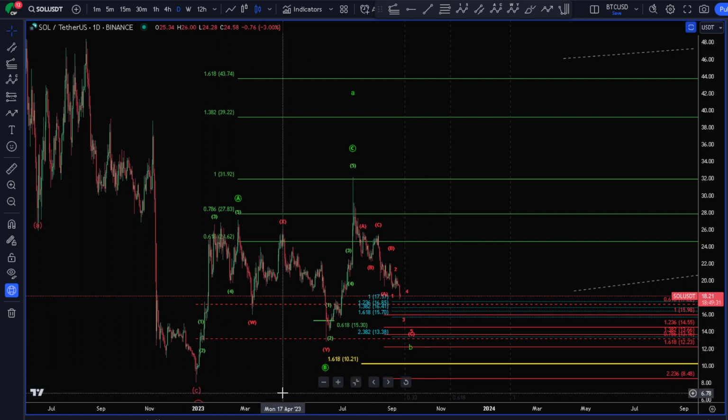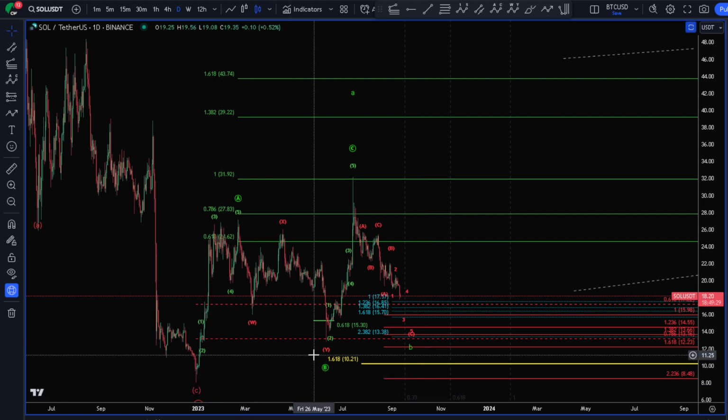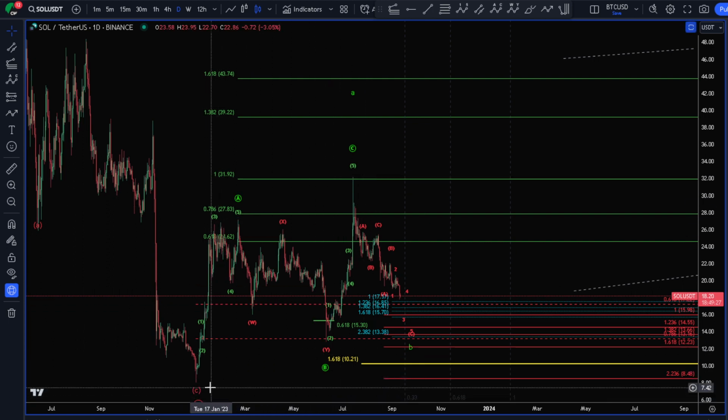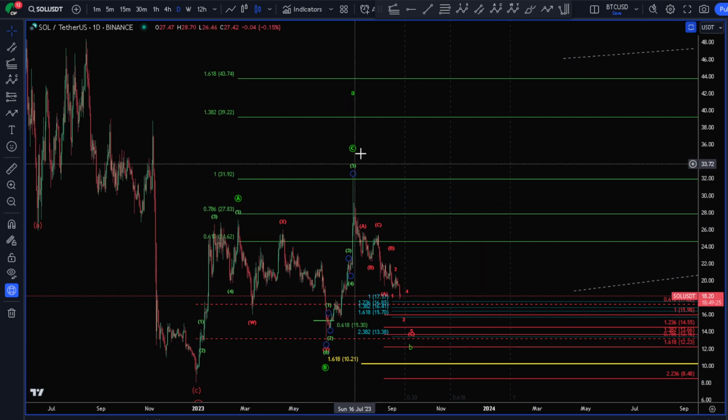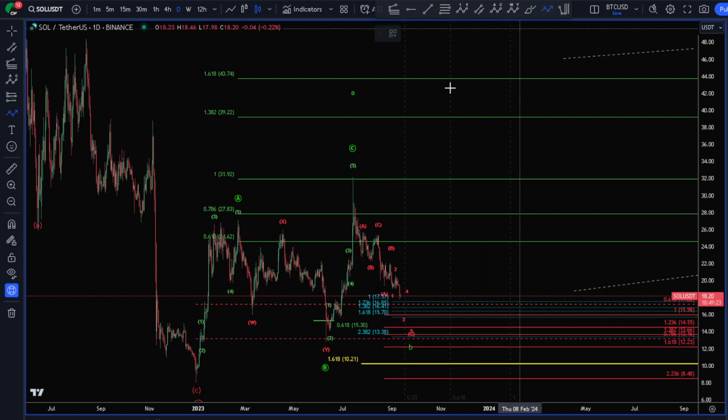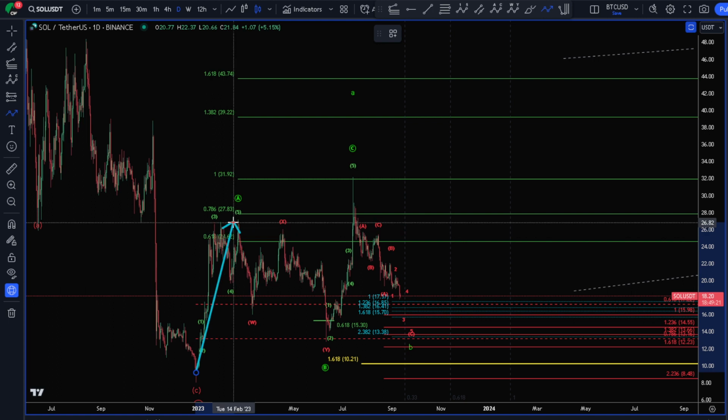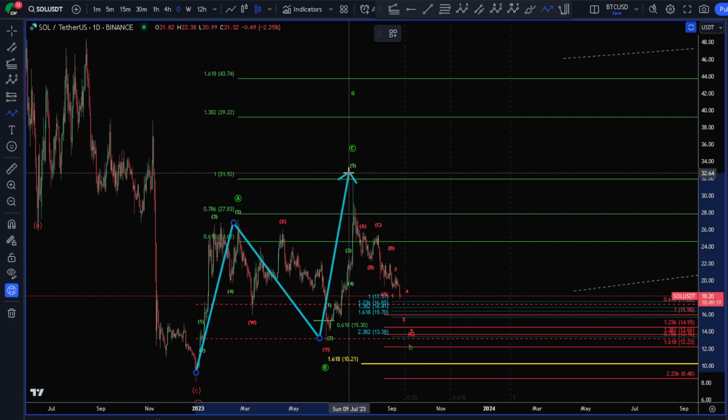Now, off this bottom low, we had a 535 move, which I have as an ABC. On linear scale, we can see we hit the 1-to-1 extension of the A wave off the B wave for the C wave.